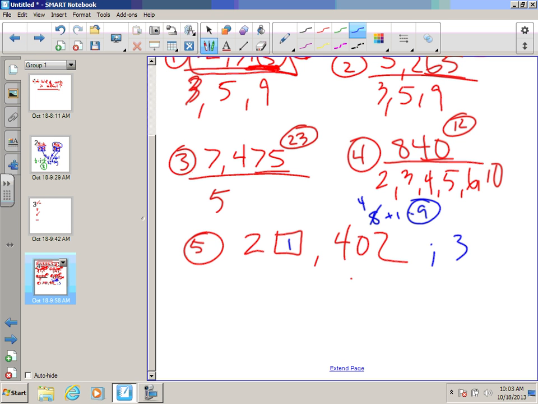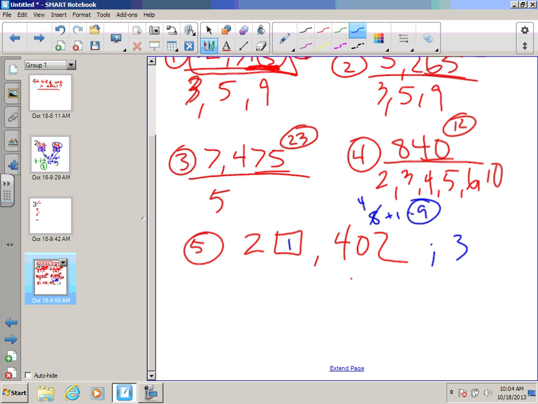Number 6, which of these numbers is prime? Any ideas? Brandon? 3,411. No. How do you know, by running 3,411 through your rules, that it's not prime? Did you run it through your rules, or did you just say, you know what, that looks like a prime number? Tell the truth.